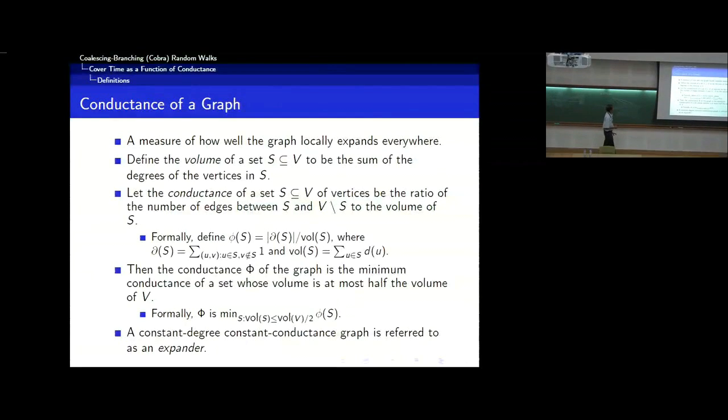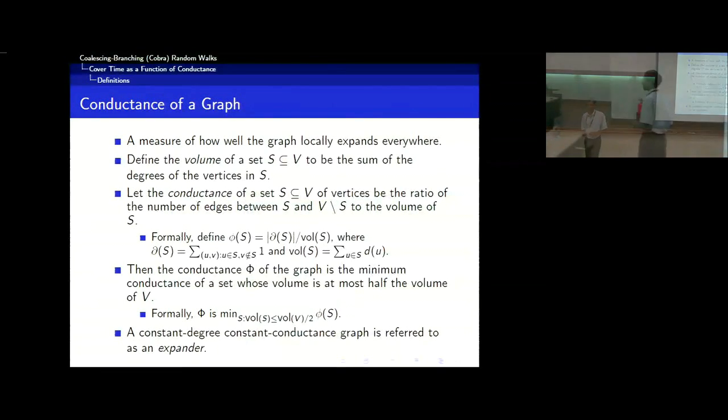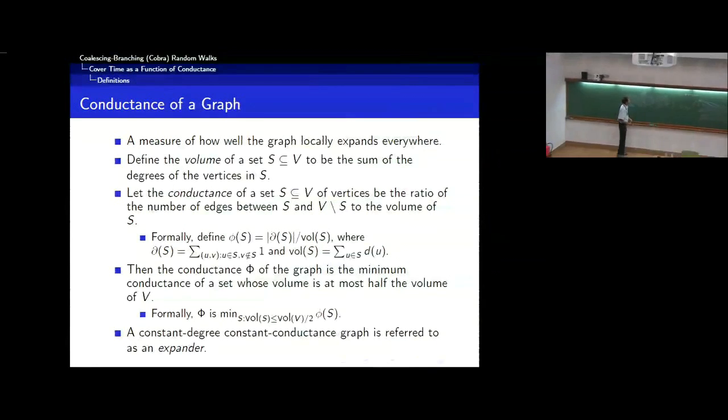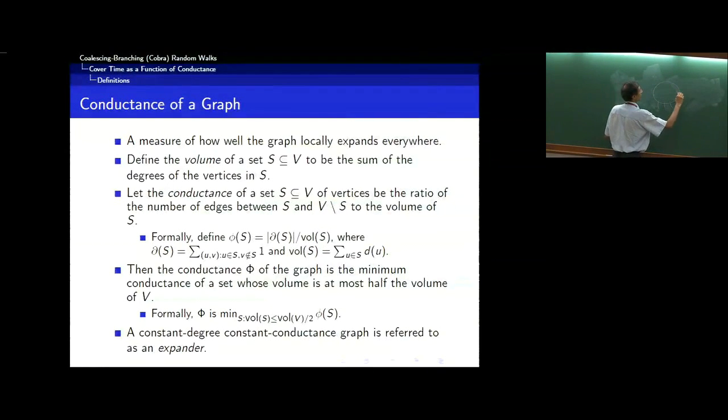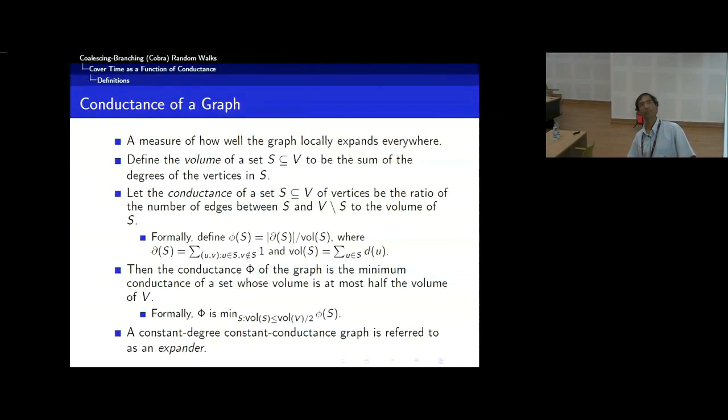Okay, so the conductance of a graph, forget all this mumbo jumbo written in here, but basically: you have a set of vertices, and you look at how many edges are coming out of the set as a ratio of the number of edges incident on the set. That's the conductance of the set. It's the ratio of the number of edges between S and V minus S to the volume of S. Volume of S is just the sum of the degrees of the vertices in S. And the conductance of the graph is the minimum over all sets that have at most half the volume. A constant degree, constant conductance graph is referred to as an expander.